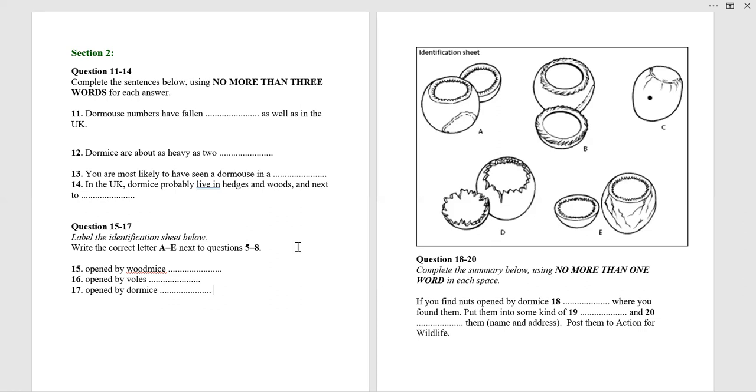Firstly, if you do find any nuts which you think have been opened by dormice, you need to record their location as precisely as possible. You can use the grid references on a map, or you can sketch your own map. But if you do, be sure to include landmarks or road names. It's very important that we know exactly where the shells came from.